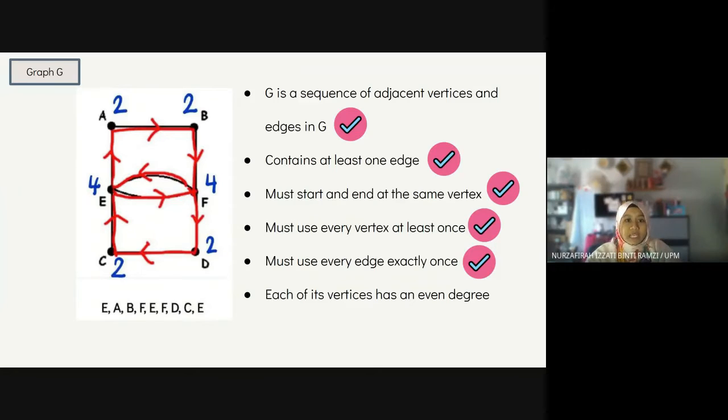As you can see in the diagram, I already counted the degree of each vertex. Clearly, every vertex has an even degree, in which vertices A, B, C, and D have a degree of 2. Meanwhile, vertices E and F have a degree of 4. Based on the definition and theorem, it is confirmed that this is an Euler circuit.